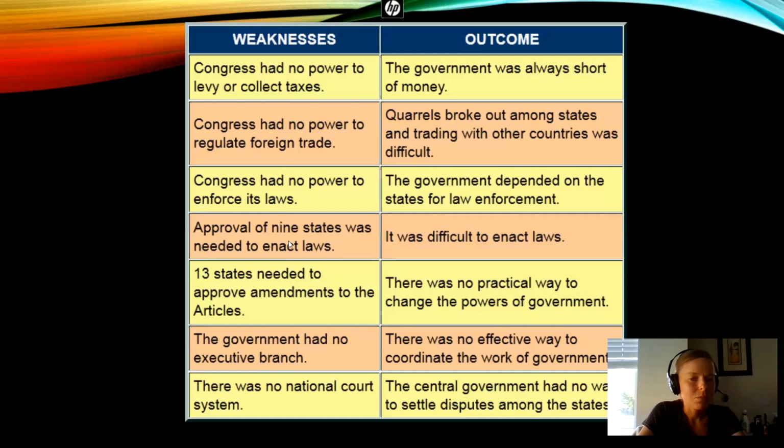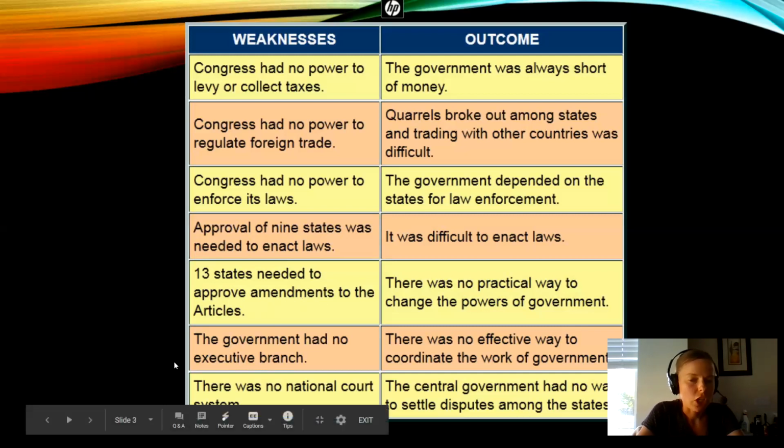Approval of 9 states was necessary to enact laws. It made it extremely difficult, almost impossible, to come up with any laws. They can't pass anything when they need that kind of supermajority. And then they're never going to be able to amend the articles because it needed all 13 states. So there was really no way to change the government. Remember, amend means to change.